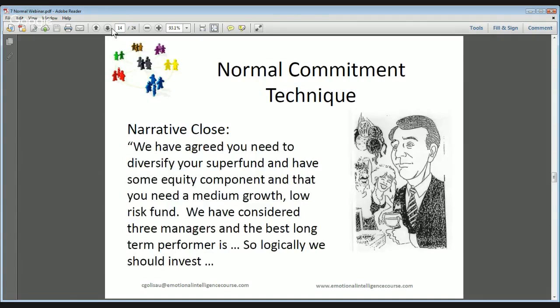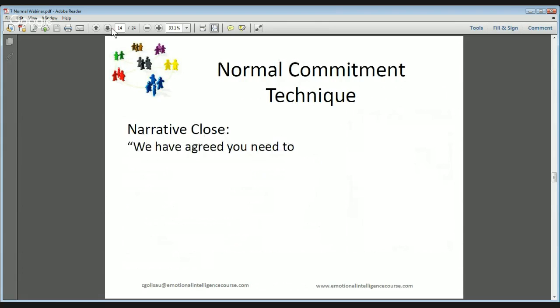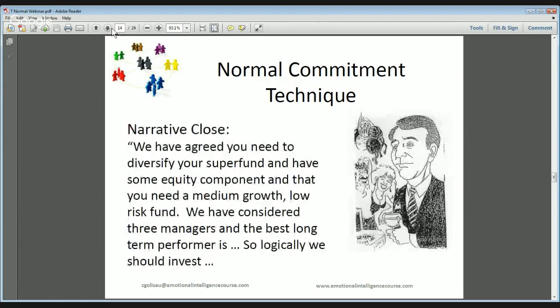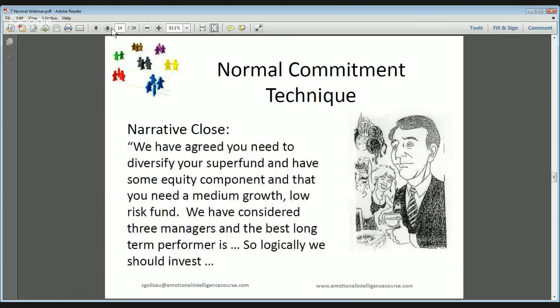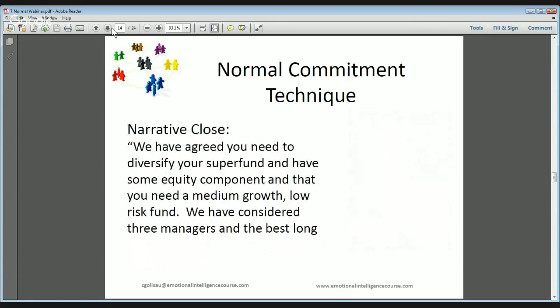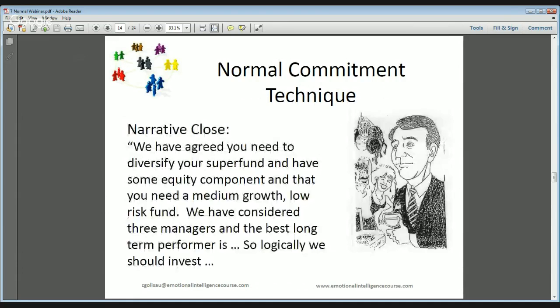The commitment technique is to use what's known as the narrative close, where you summarize the benefits and then go through them. So, for example, we've agreed you need to diversify your super fund and have some equity component, and that what we've agreed is that you need a medium growth, low risk fund. We have considered 3 managers, and the best long-term performer is X. So logically, we should invest so much with X. You summarize the benefits and then come up with a decision and then repeat the decision. And, logically, we should invest with X is a wonderful closing statement for, as I said, a normal.